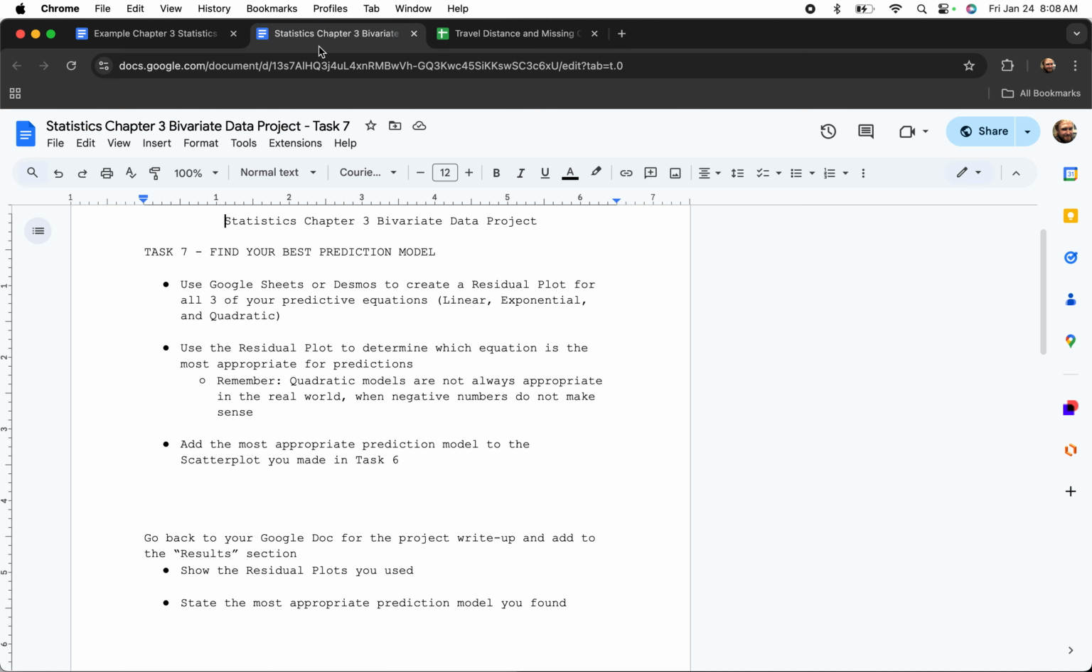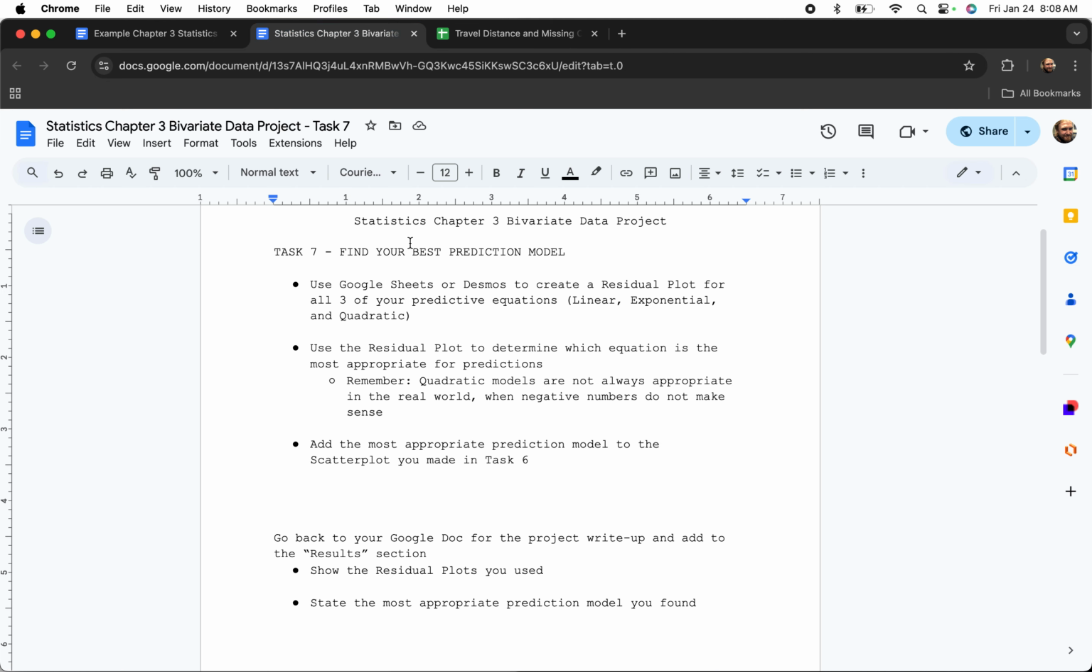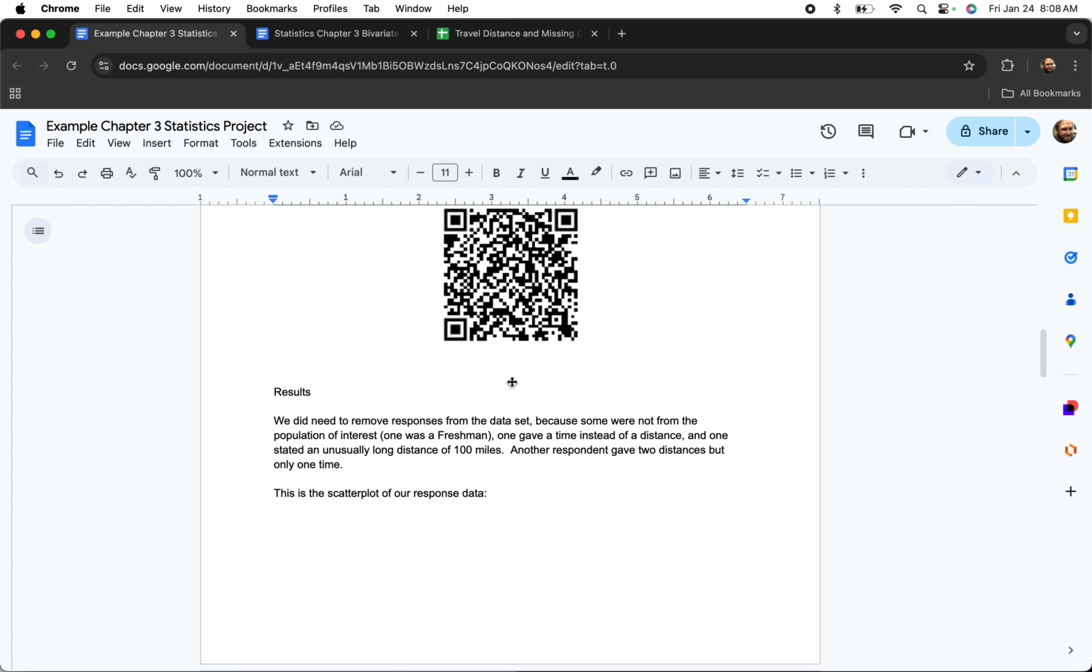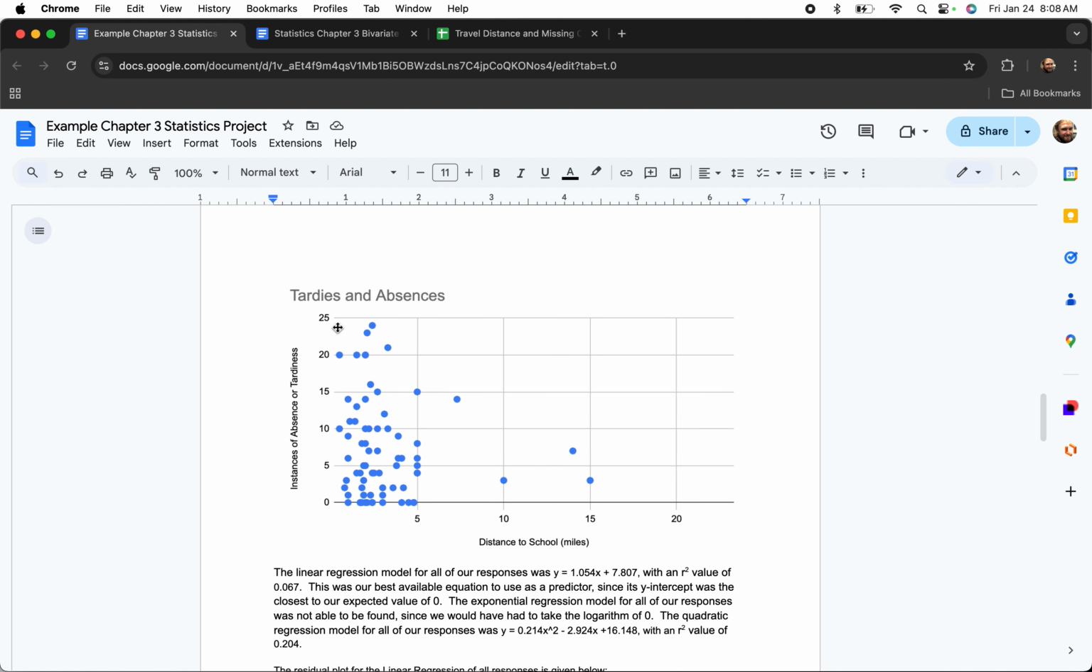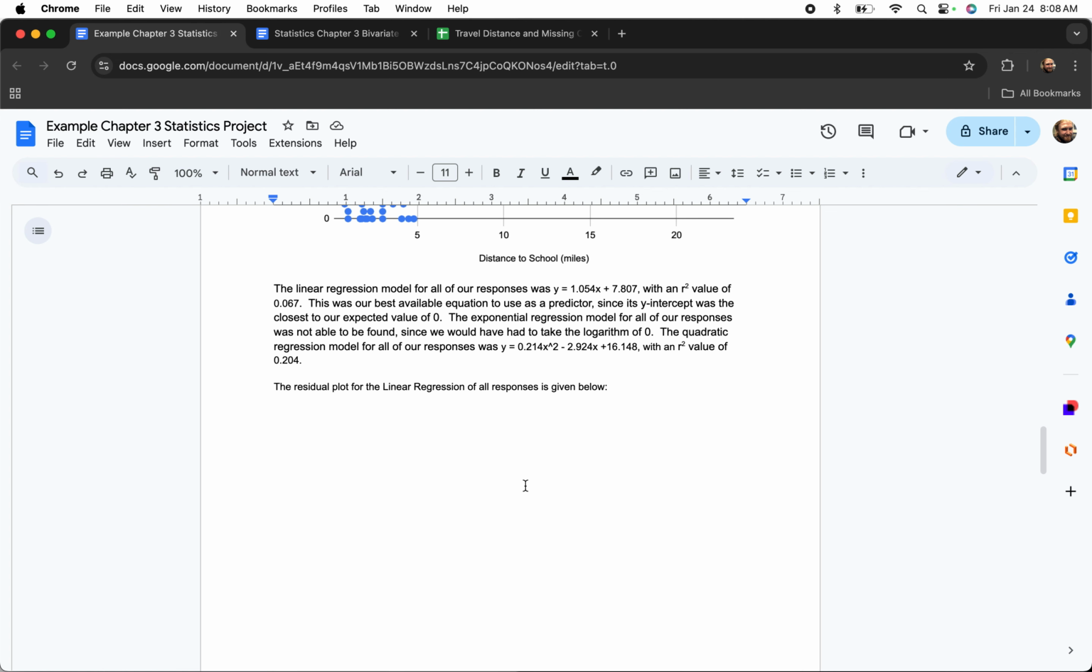So going back to my project here, scrolling down to my results section, you might also see that I put in the QR code that I was missing before. I also put in the scatter plot here. So the linear regression for all of my responses was y hat equals 1.054x plus 7.807 with an r-squared value of 0.607. This was our best available equation. Not necessarily the best, because again, the r-squared value is pretty small.